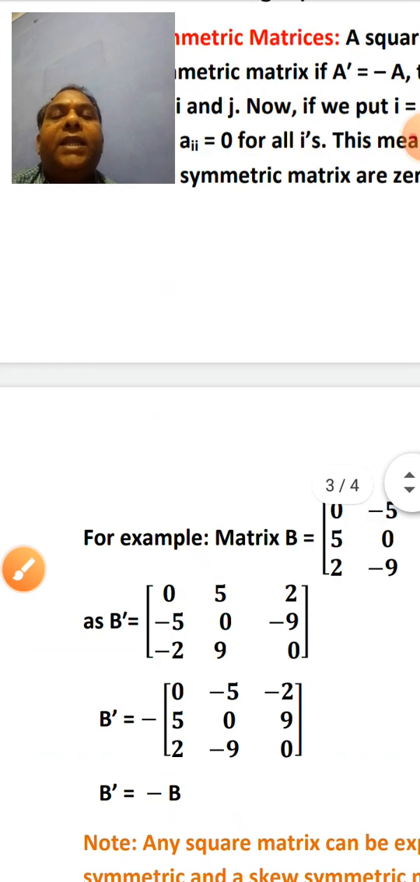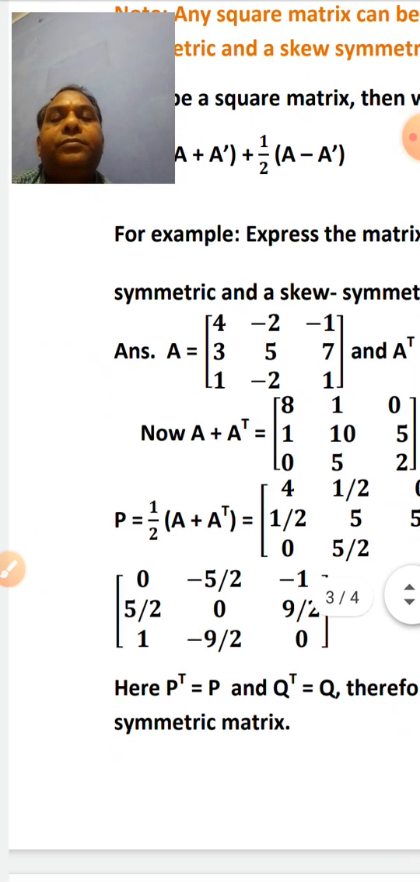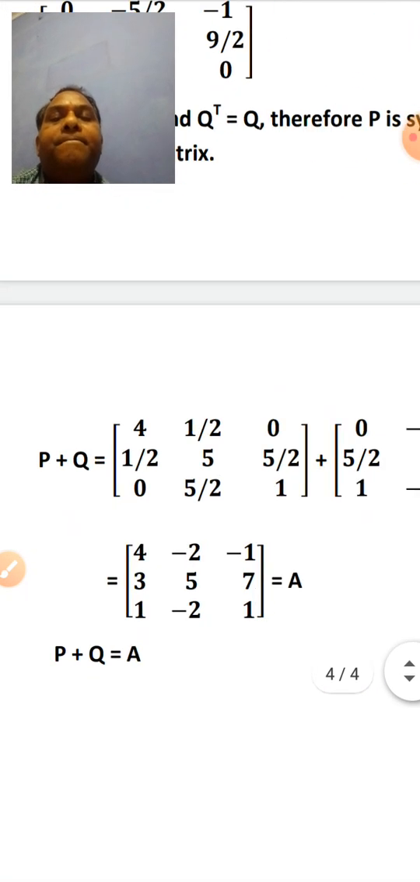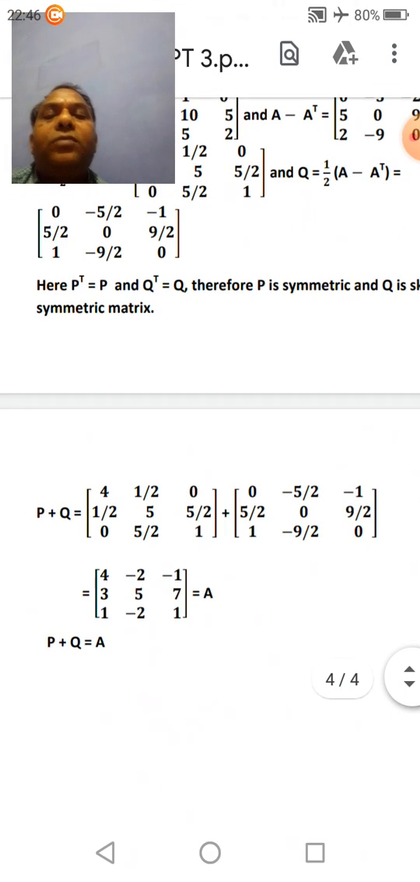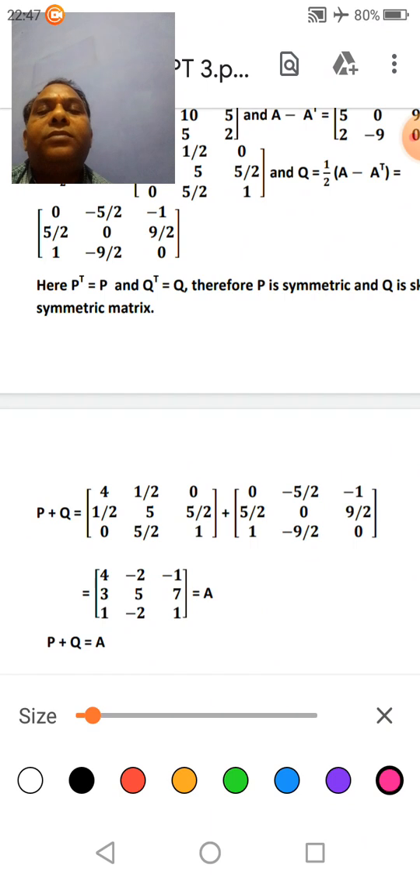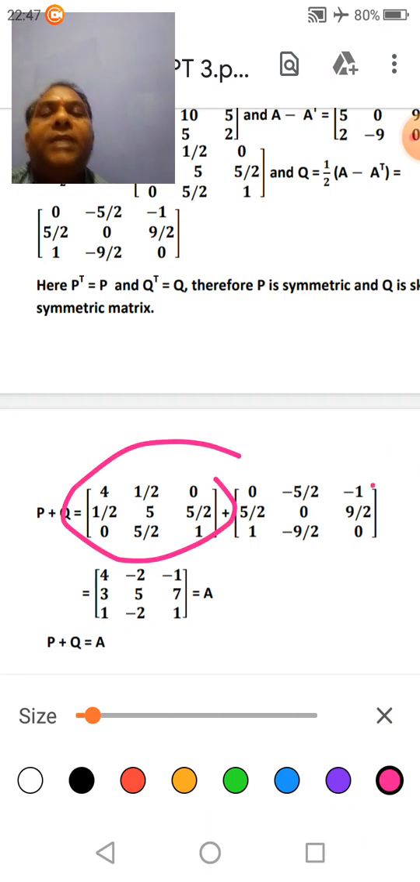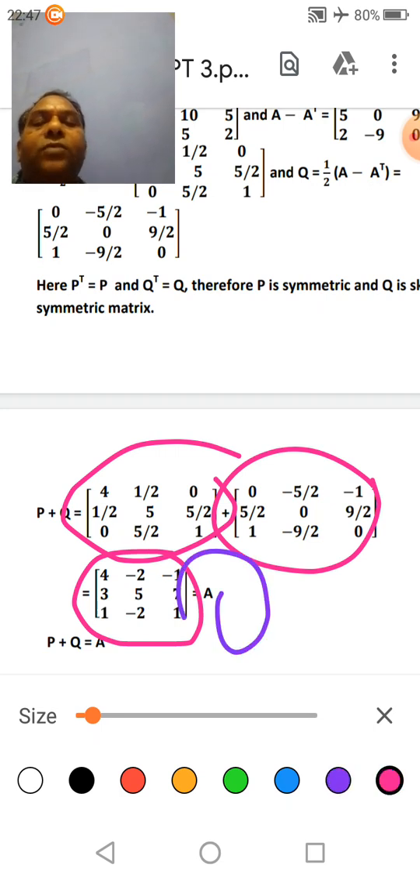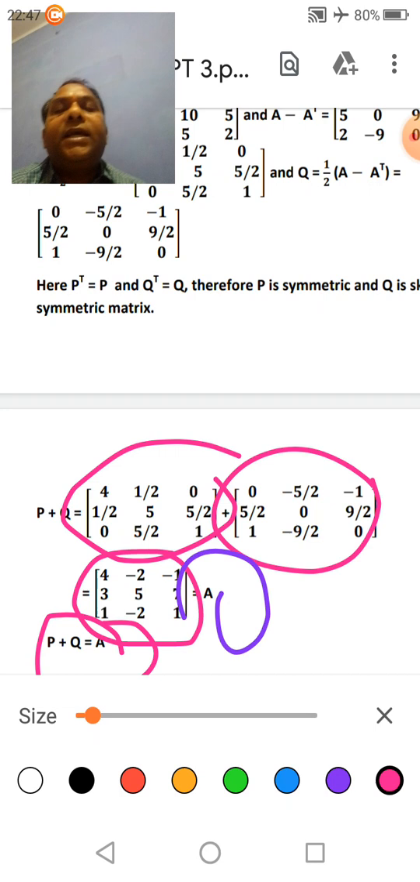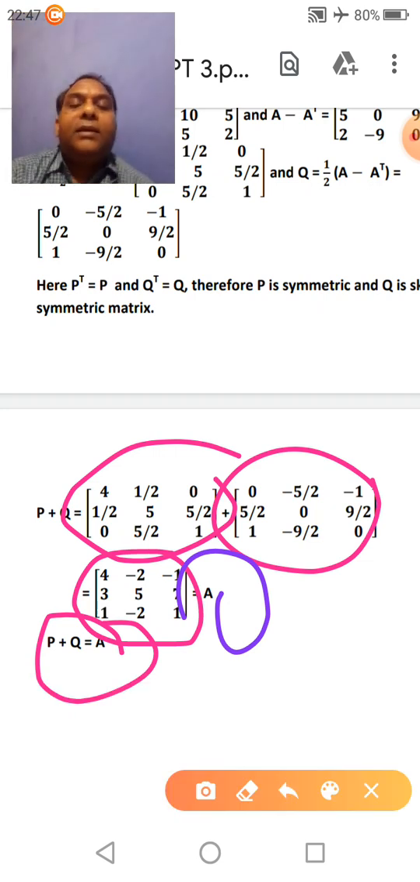On adding P and Q, P plus Q will be equal to this one, which will be equal to A. So P plus Q is equal to A. It means we can express any square matrix in the form of the sum of a symmetric and a skew symmetric matrix.